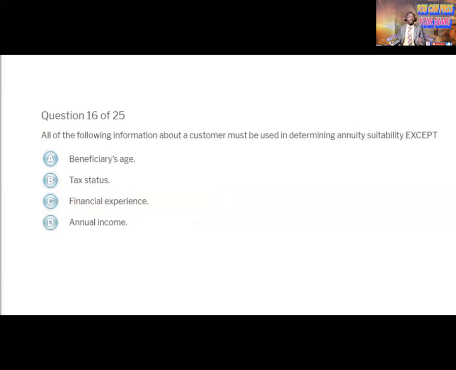So suitability. It's telling which one is not important. I give you plenty of time while I'm reading all that information, you should be able to see which one is the right answer. So tax status, of course, you need that. Financial experience, you need that. Annual income, yes, to determine if that product is suitable for the client. But what does the beneficiary age have to do with anything? The beneficiary just has to sit down and wait for the money. So beneficiary age is not important. Let's go to the next question.